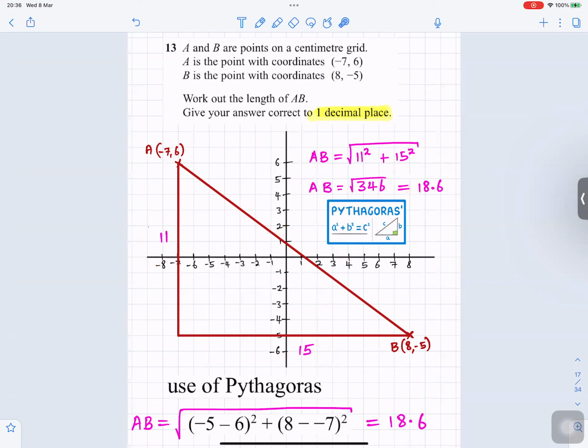Another way to do it is to use the Pythagoras formula, where you have -5 minus 6, all squared, plus 8 minus -7, all squared. You will still get the same 11 squared plus 15 squared, and you get 18.6.